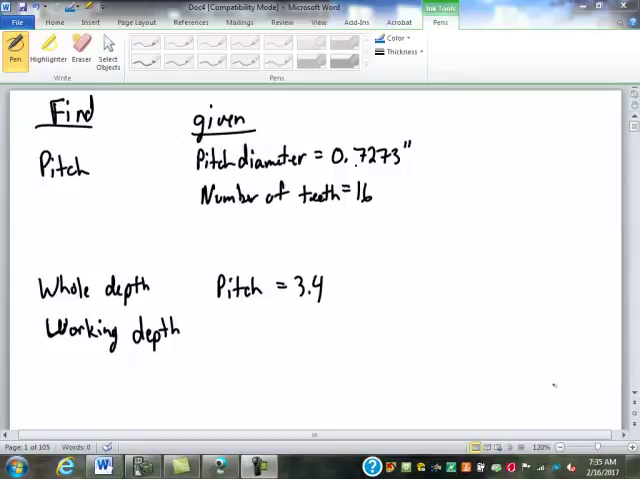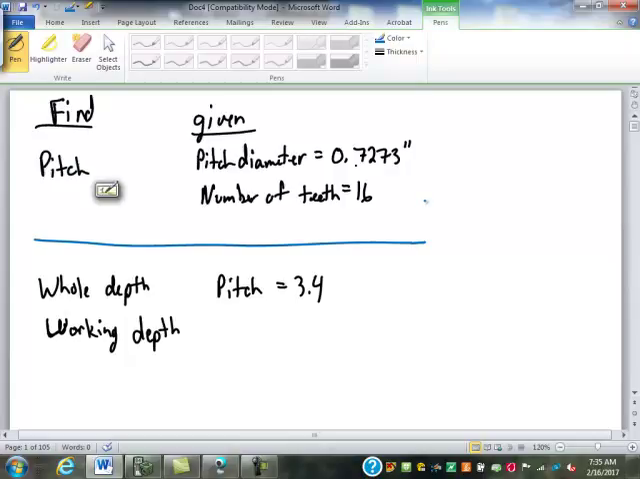The question is to find the hole depth and working depth, and the pitch. This is two separate problems. For the first one up here, we're asked to find the pitch, given that we have the pitch diameter of 0.7273 and we have 16 teeth.